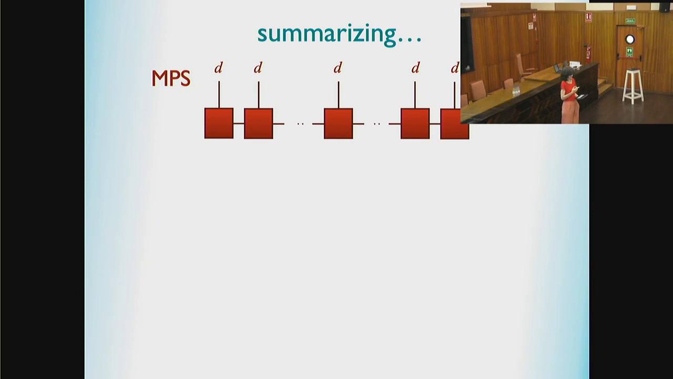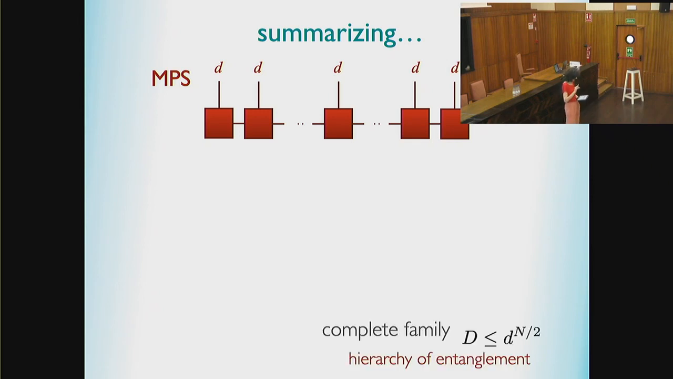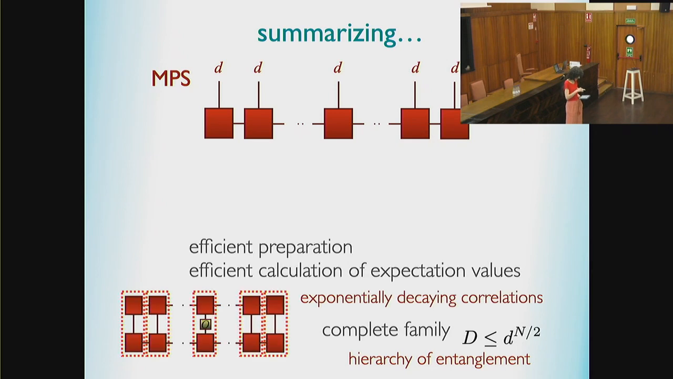So this is a very condensed introduction to the properties of MPS. I didn't go over all of them. Let me just add here something that I'm not really discussing a lot, but which is also important. So I already described this property that it is a complete family. I didn't show but mention that they have exponentially decaying correlations.